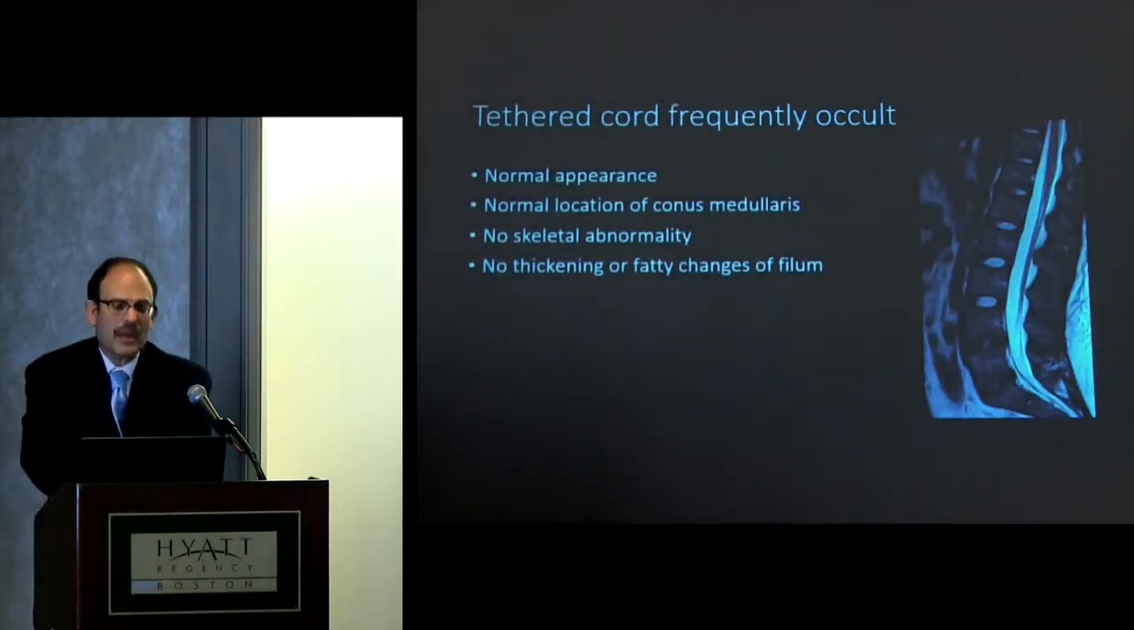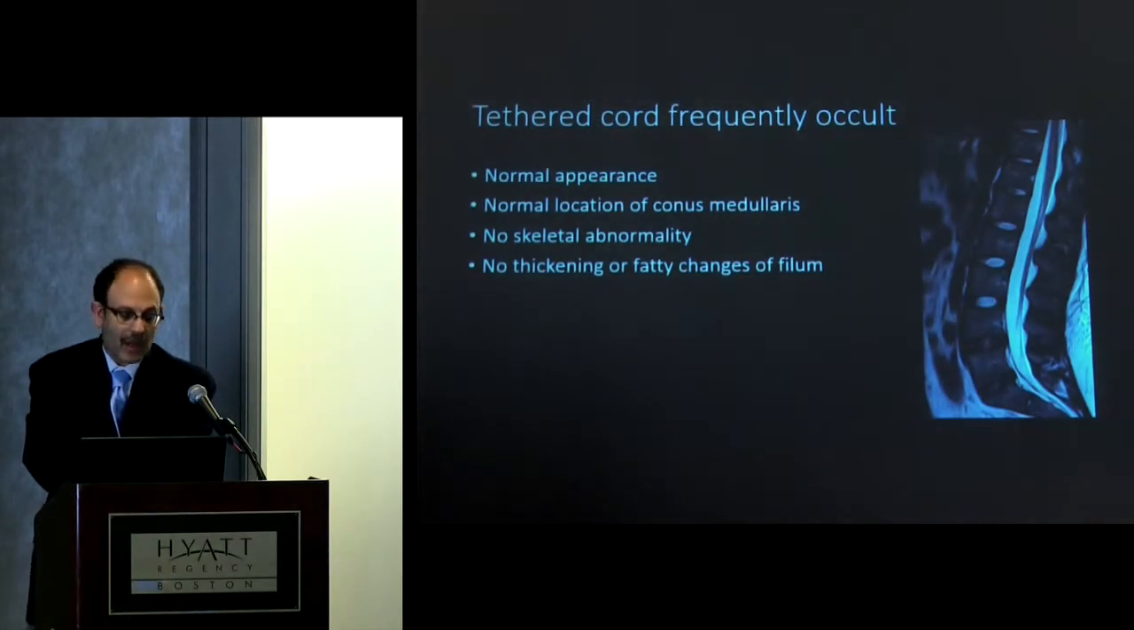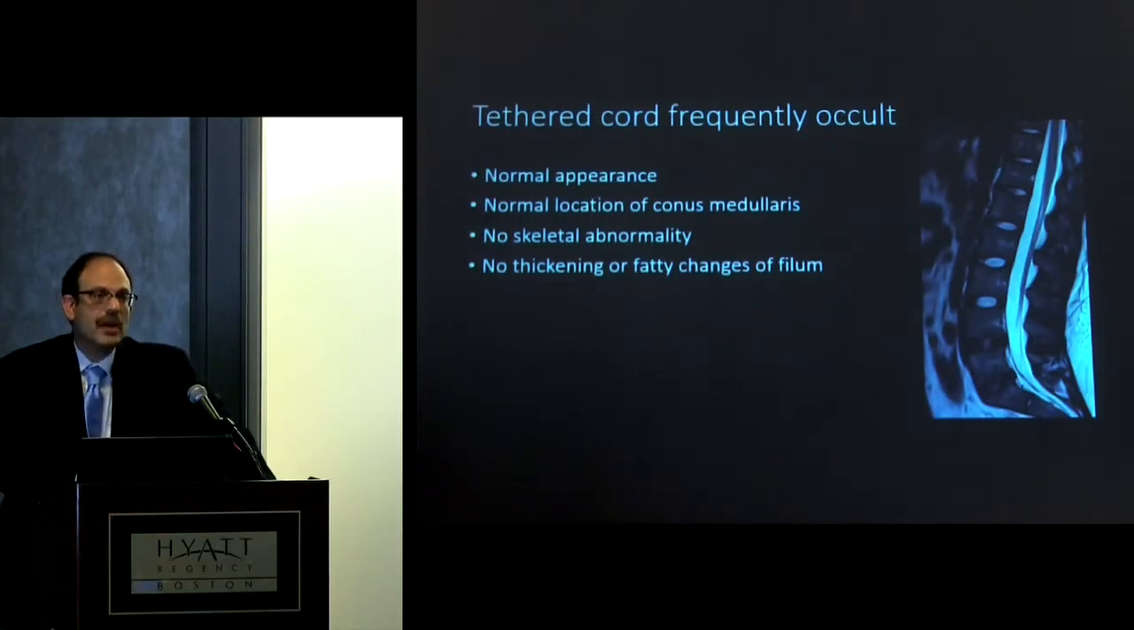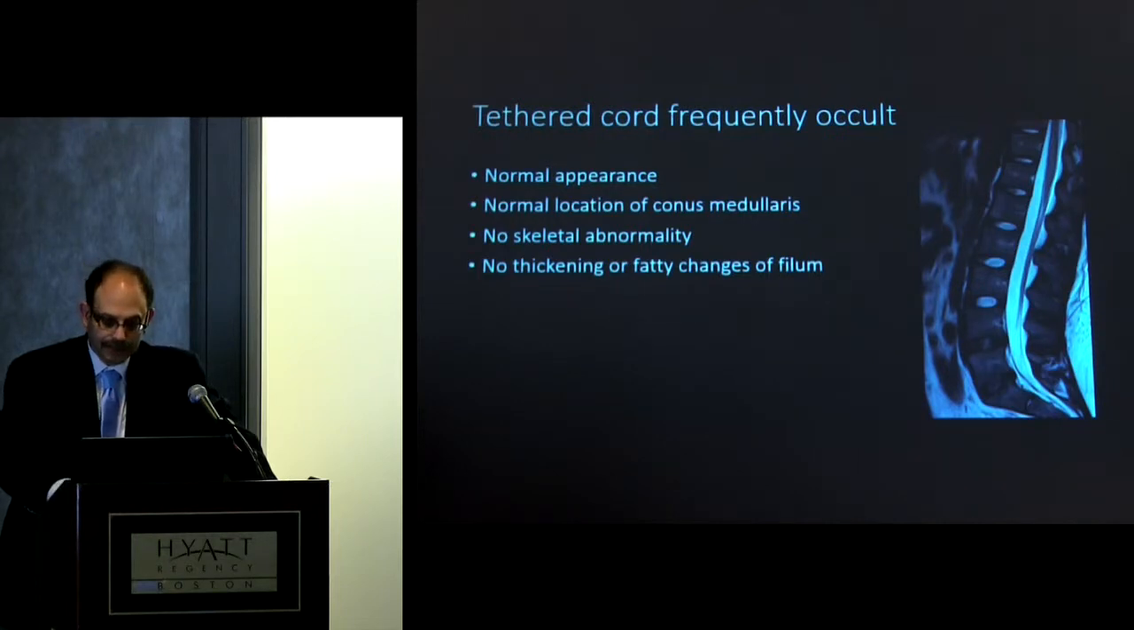We expect tethered cord is going to be occult, and the imaging should have normal appearance with normal location of the conus, no real skeletal abnormalities, and no thickening or fatty changes of the filum. Typically, we expect to do imaging to look for other problems such as spinal stenosis or a disc herniation.